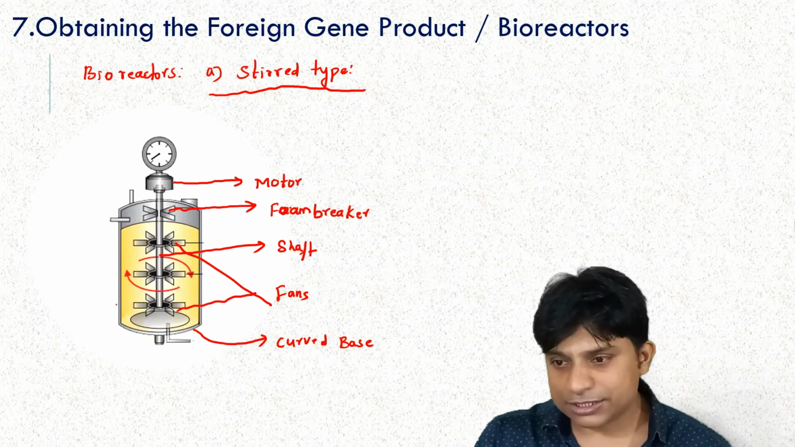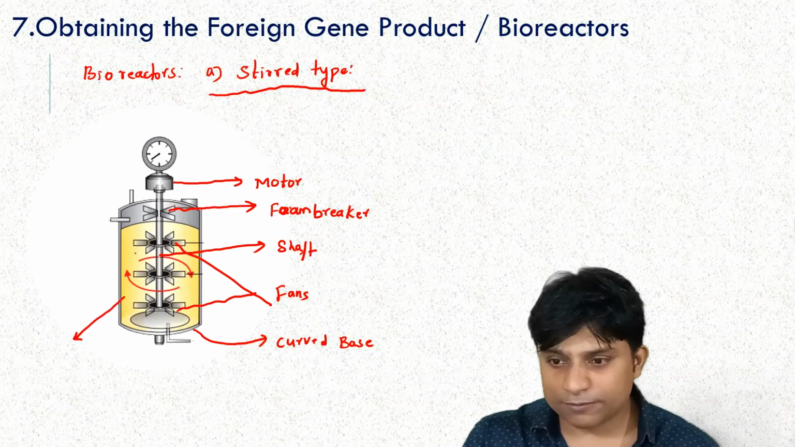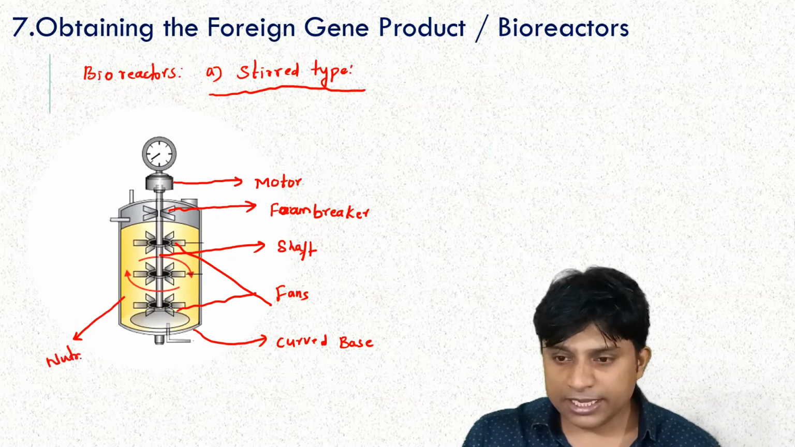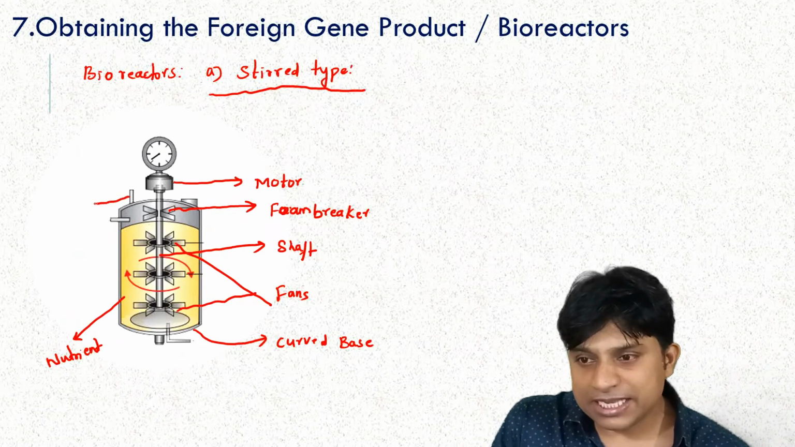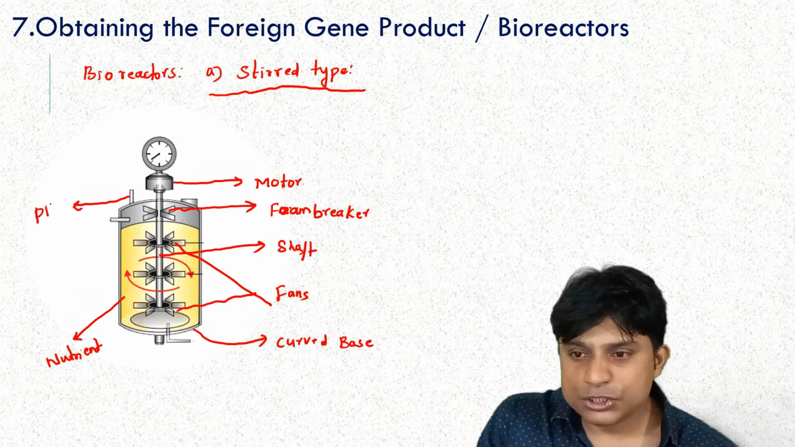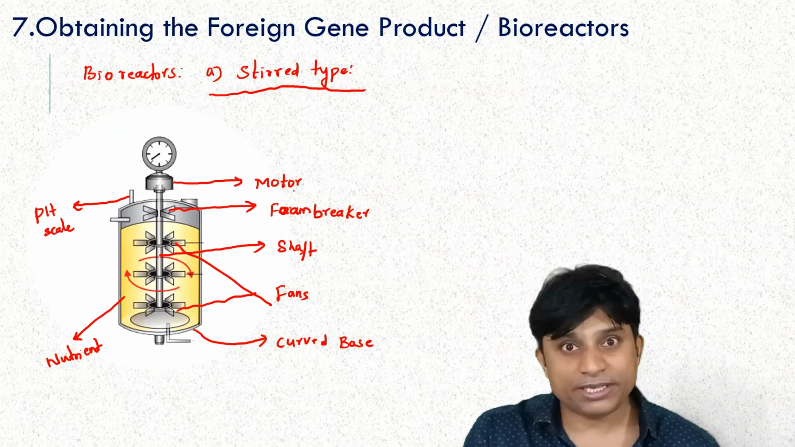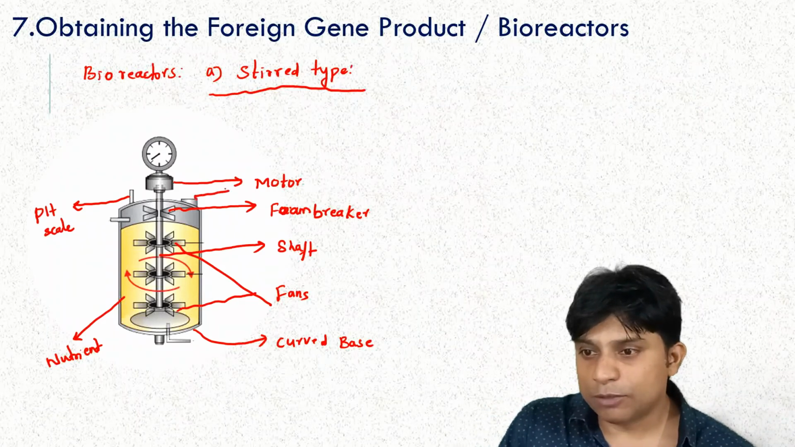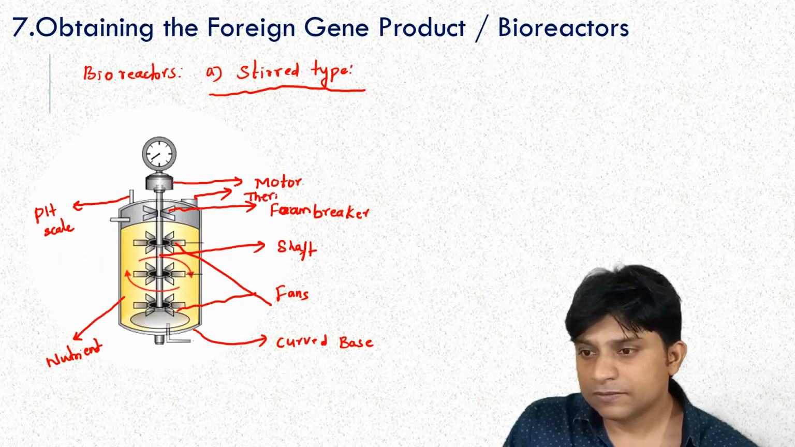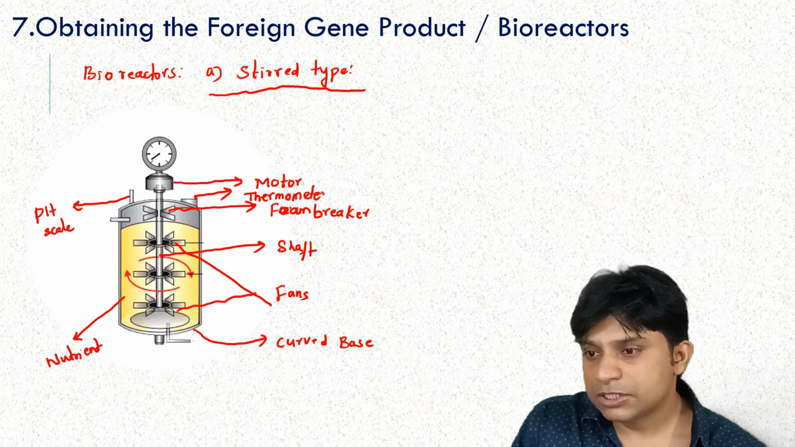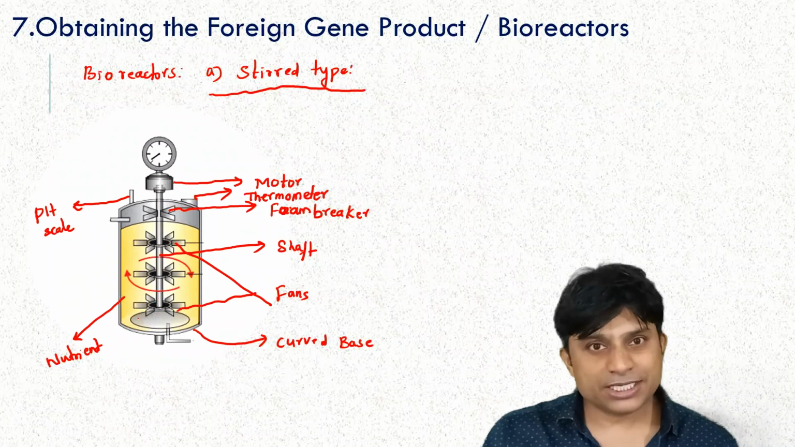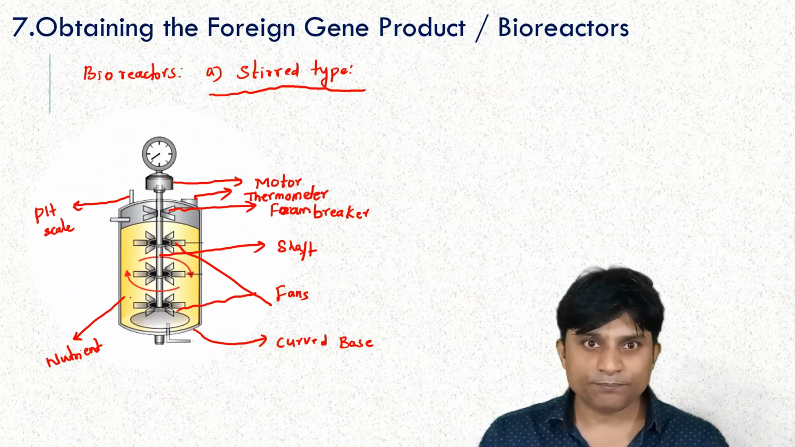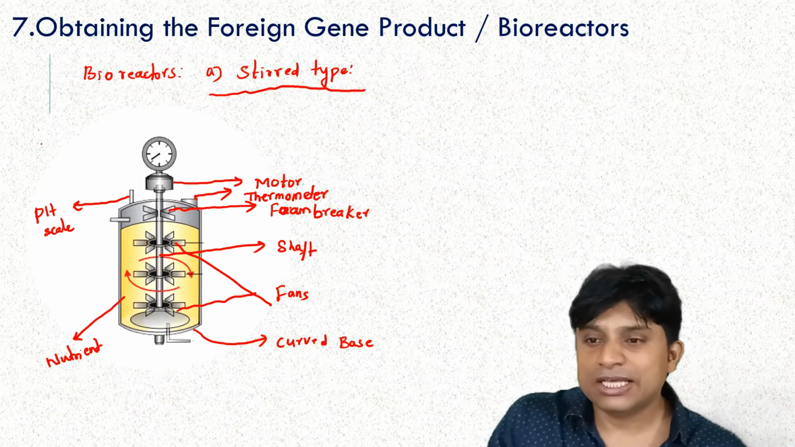Next, in this entire reactor, nutrient is added. This all yellow portion is the nutrient. The entire tank is filled with 2/3 of nutrient. Now, you can see there is a pH scale to record the pH, whether it is acidic or basic, that is important. And here there is a thermometer, so the thermometer is to record the temperature. So fine. Now, once this is completely loaded with the nutrient, then the final requirement is inoculum.